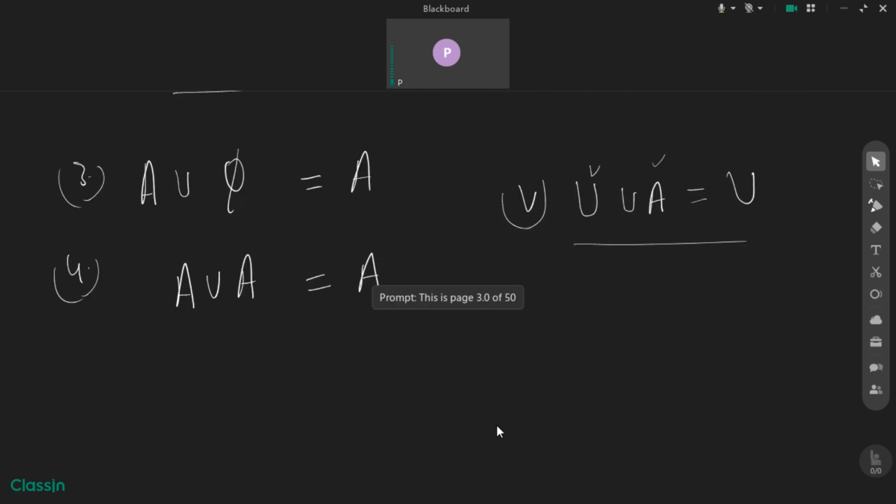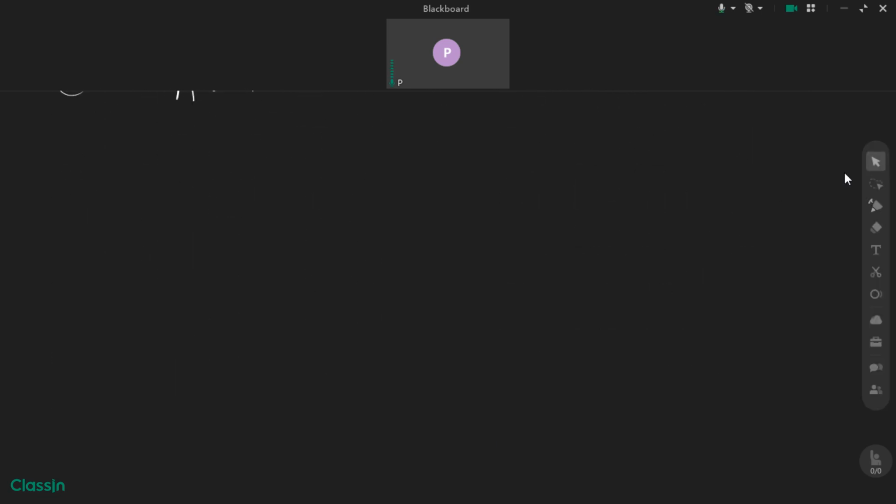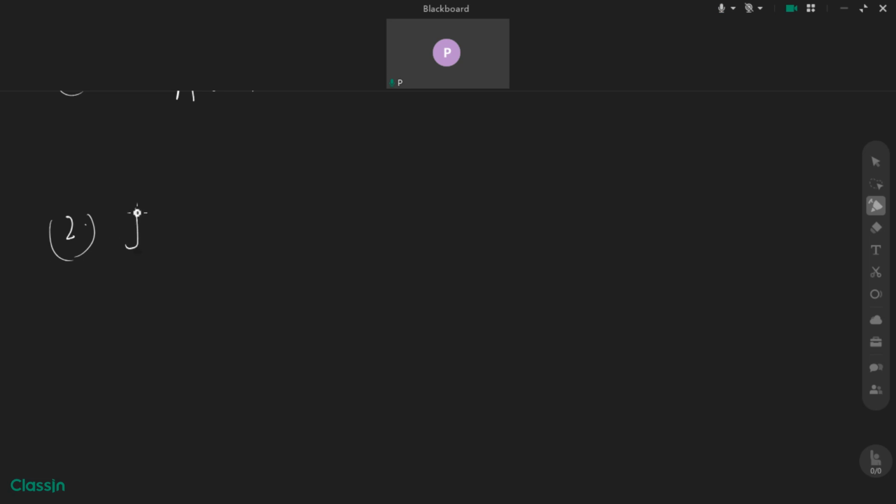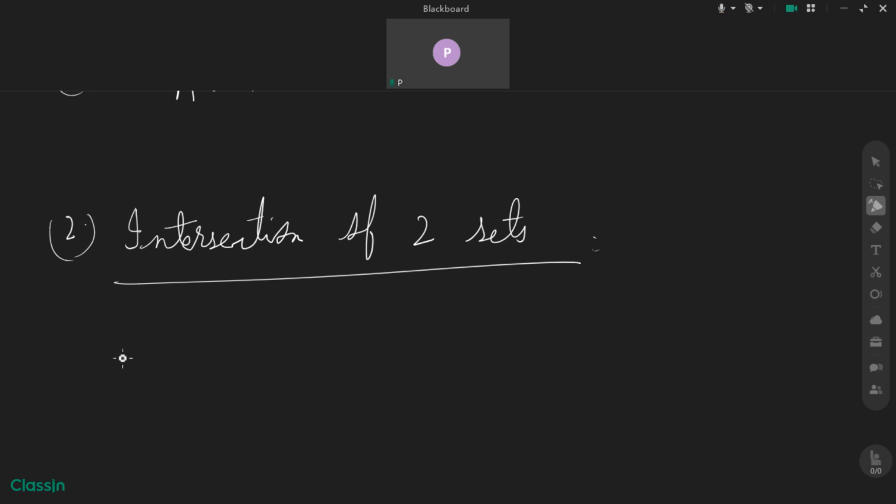So now let's see the second operation that is known as intersection of sets. The second operation is known as intersection of two sets. The intersection of two sets is a new set which contains only those elements which are common in both these two sets. Let us say I have two sets.